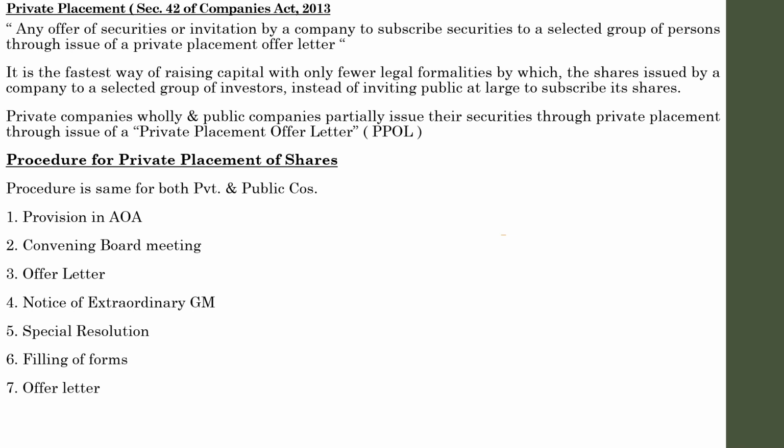Once all these activities are done, the offer letter may be issued in form PAS-4. PAS-4 means prospectus and allotment of securities. It is the name, or the code, of the form. So once the above activities are done, an offer letter may be issued in PAS-4 within 30 days of recording the names of the persons to whom the shares are going to be issued.